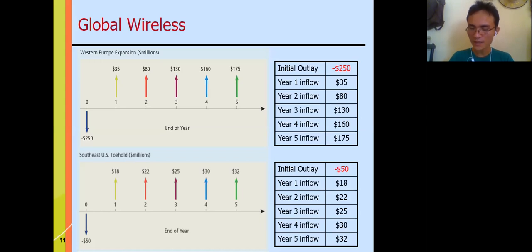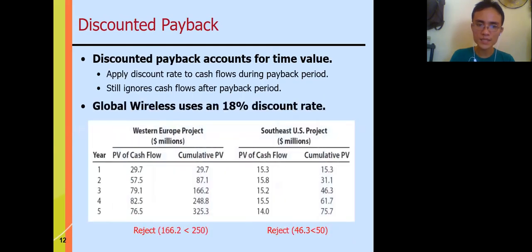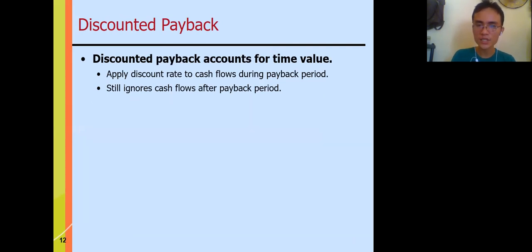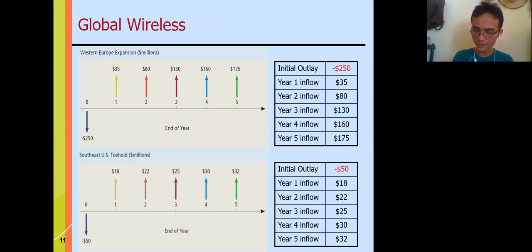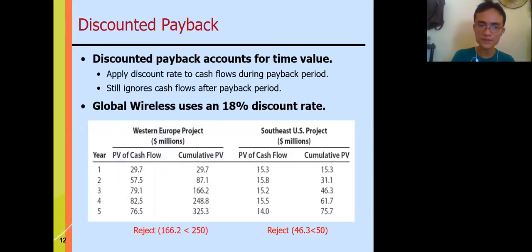Times 35, that's 29.66. Let's check. 29.66. But here, 1 decimal place. So that's why it's 29.7. Okay, so that's it. Just continue. So for year 2, 1.18 discount rate, that's 0.718184 dot dot dot times 80. So that's why we get 57.45 or 57.5 here. Second one, that's the present value of cash flows.